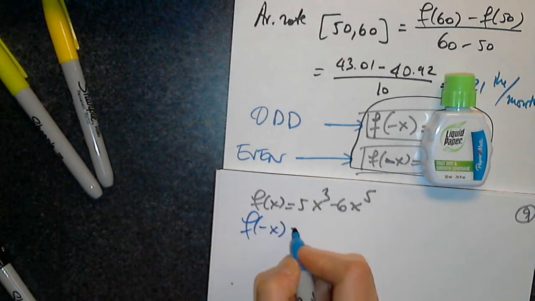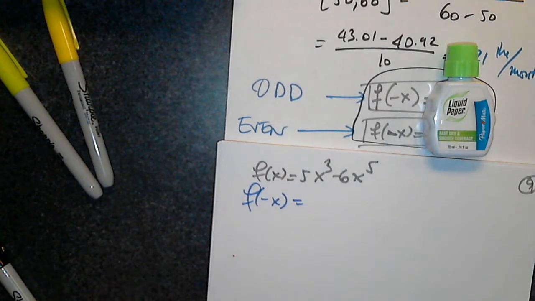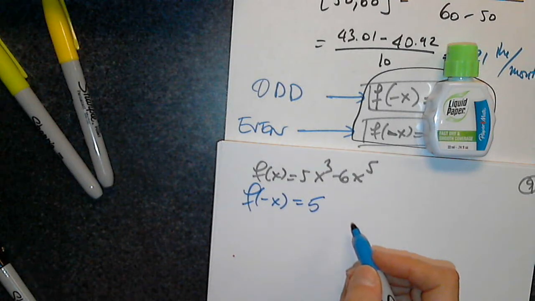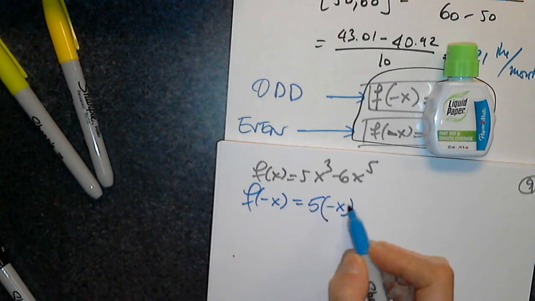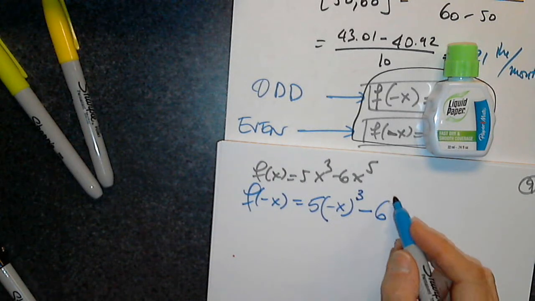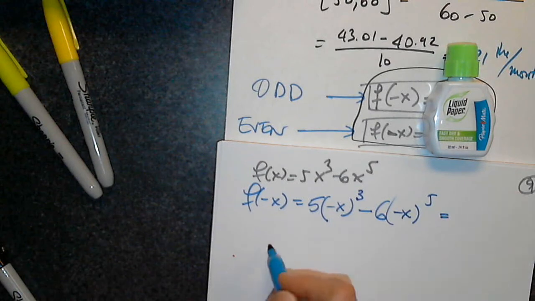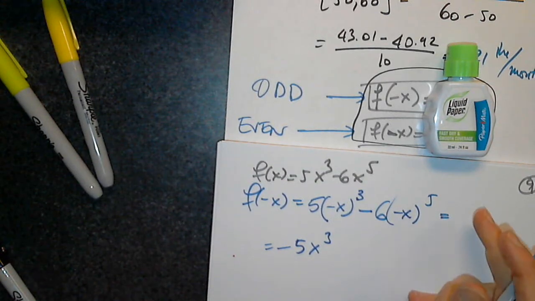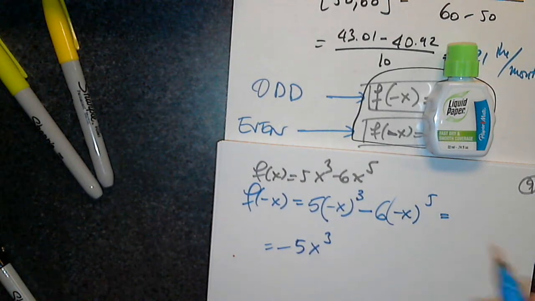Good. So how do I calculate f of negative x? What do I need to write? Yes? Negative x in parentheses to the 3rd minus 6, yes? Negative x to the 5th. That's it. Negative x to the third power is negative 5x to the third. Times 5, negative 5x to the third, plus 6x to the fifth. Yes, I agree, because negative x to the fifth is still negative x to the fifth, with minus in front, positive 6x to the fifth.